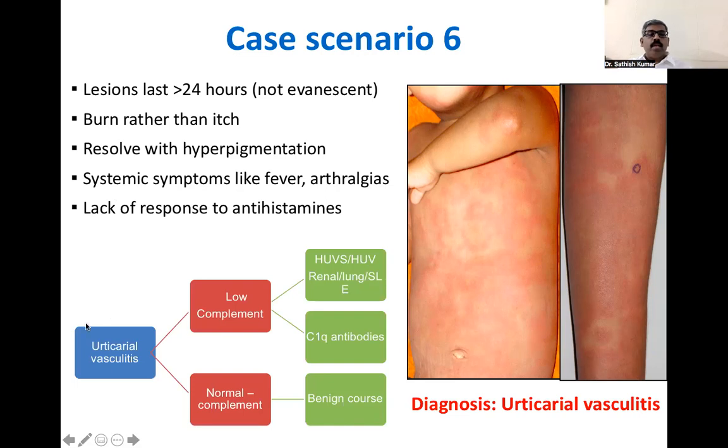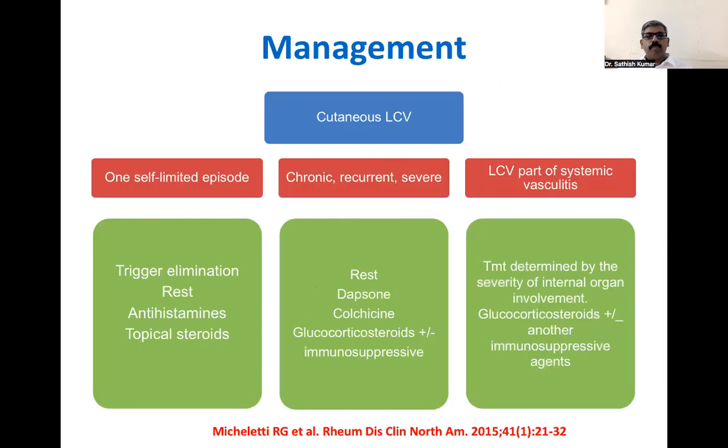So in urticarial vasculitis, you have to do complements. If the complements are low, they can have severe disease. If the complements are normal, they'll have a benign course. Usually they settle with a short course of NSAIDs or steroids. We'll settle this urticarial vasculitis. Rarely we have to treat with high dose immunosuppression. So how do you manage these children?